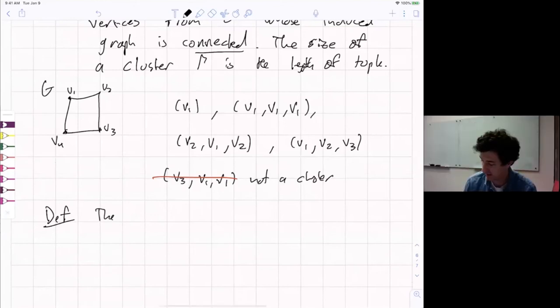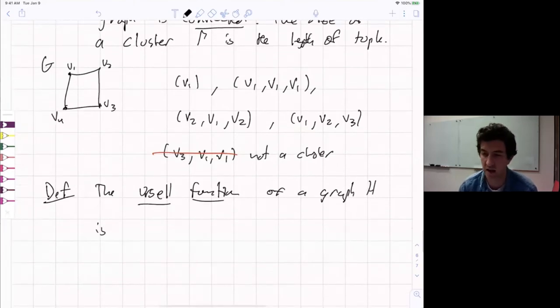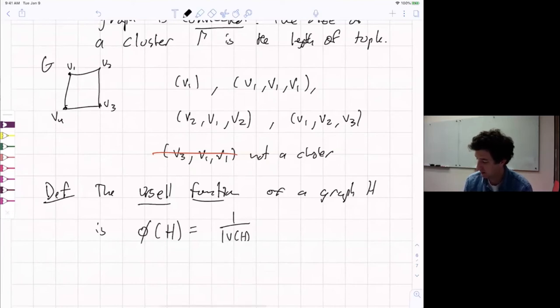Okay, so the next object is the Ursell function of a graph. Let's say H is a graph, and this is going to be a scaled evaluation of a Tutte polynomial. So phi of H. I'm going to scale it by the number of vertices factorial, and then I'm going to sum over all edge subsets A that are spanning and connected, of (-1) to the size of A.